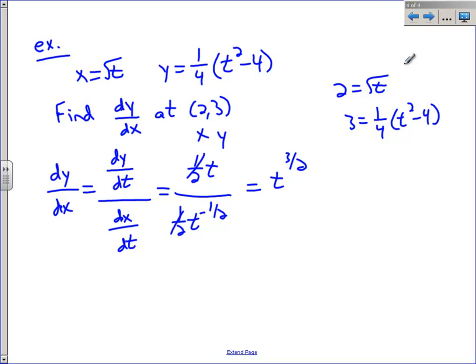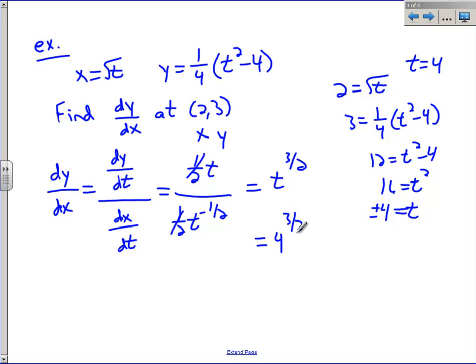Well, if we solve this first one for t, we get t equals 4. And if we solve the second one for t, I'm going to get t equals plus and minus 4. So we're going to use the same value for t, which is positive 4. And so this is going to be 4 to the 3/2 power. The square root of 4 is 2, and 2 cubed is 8. So that's the slope at that point.